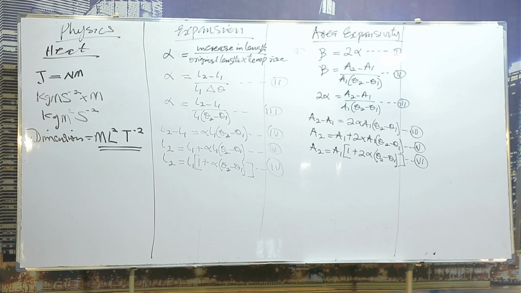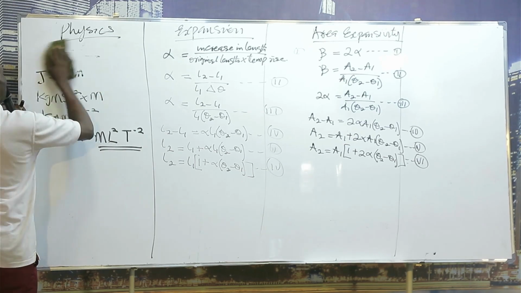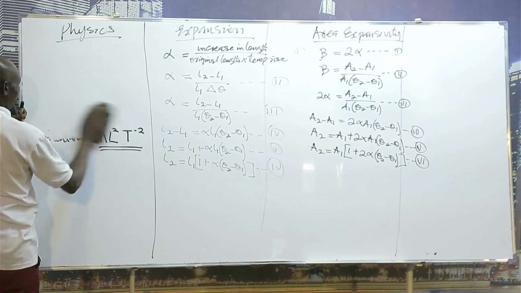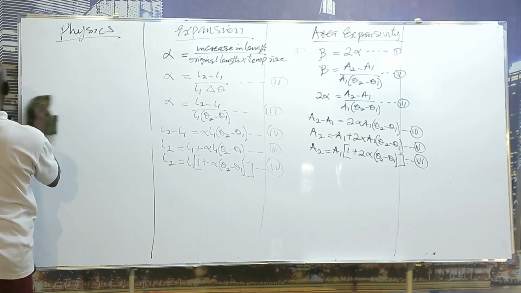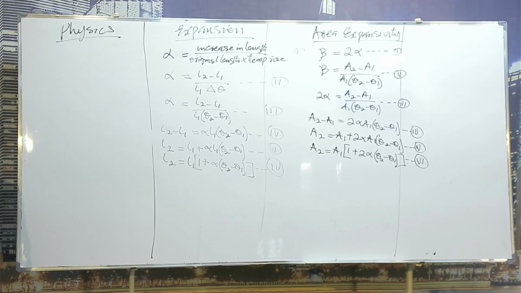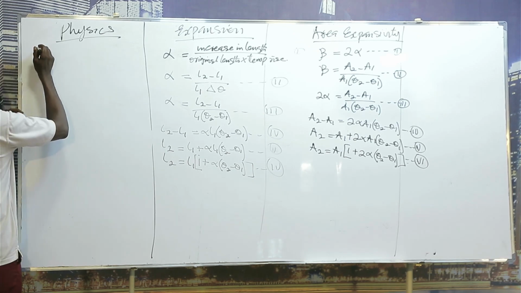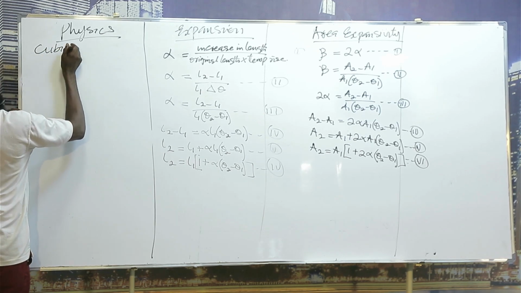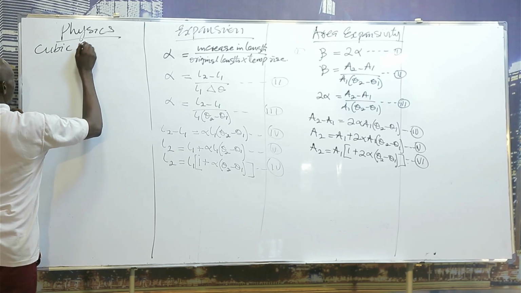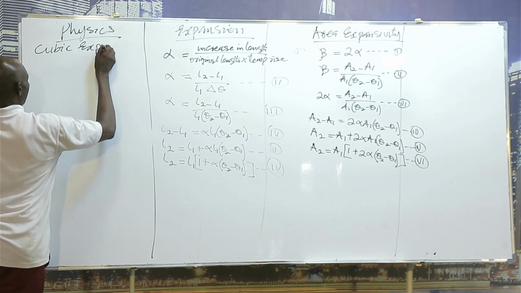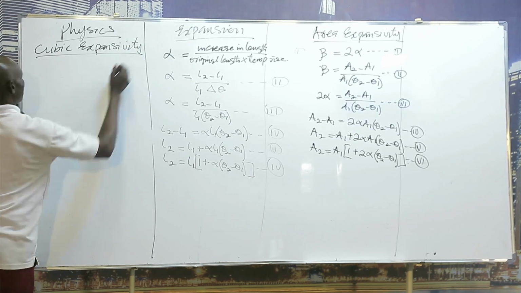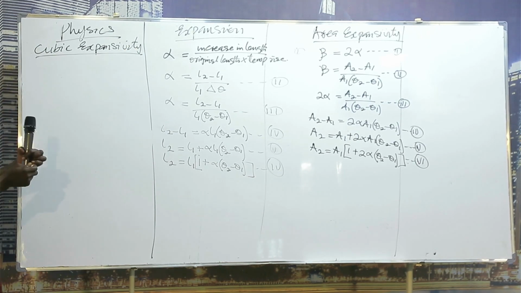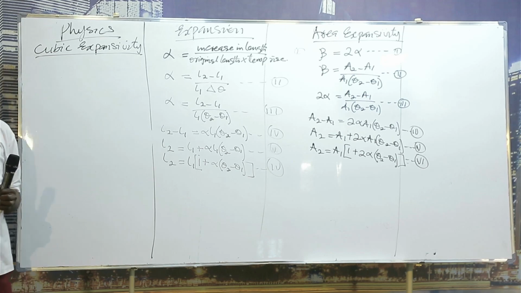Okay, now we'll move over again to the next one. So the next one is called cubic expansivity. That's the next one.